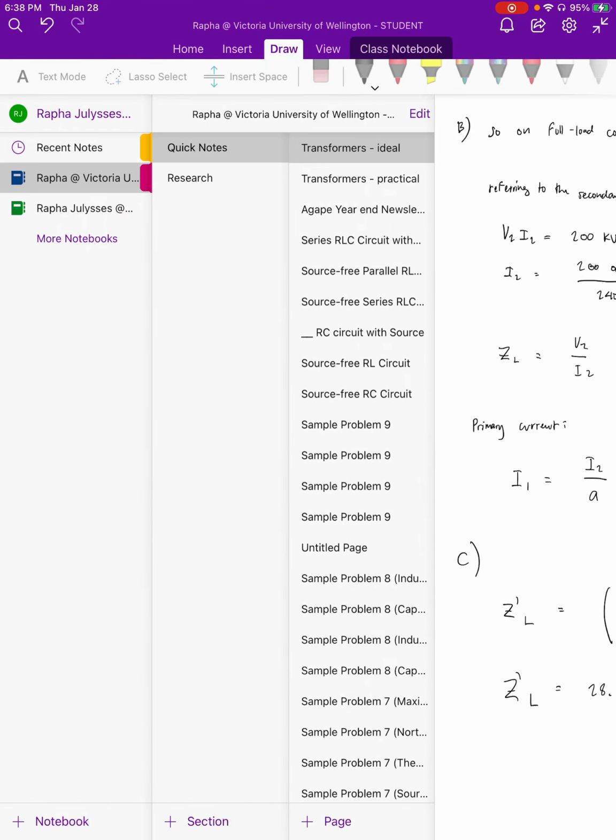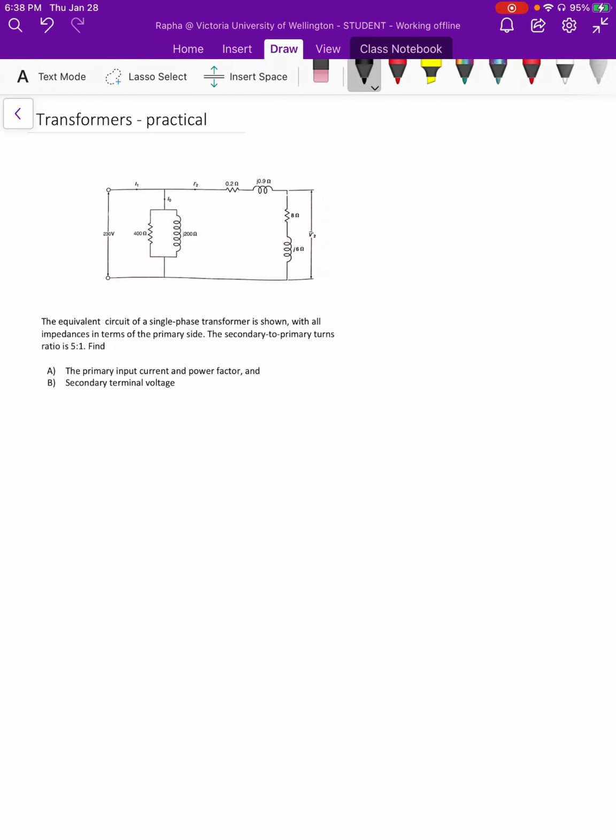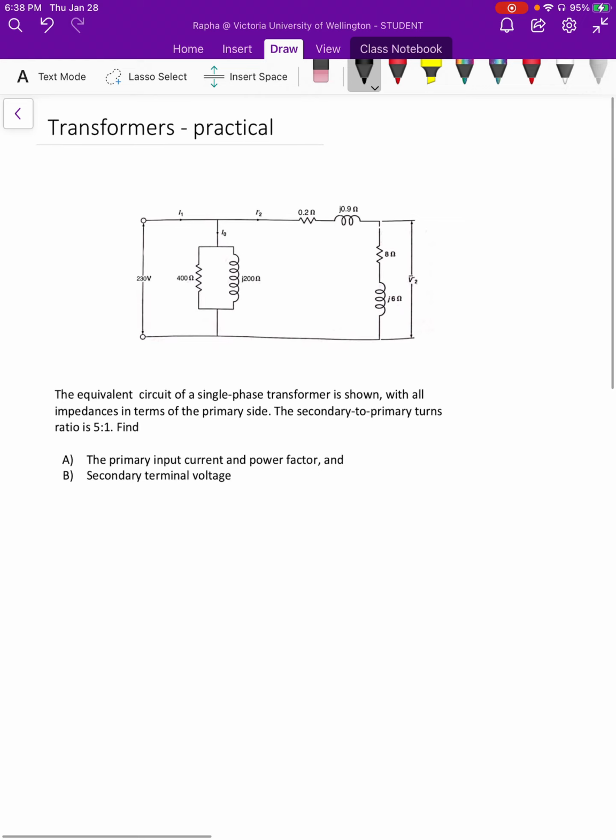So now let's move to another example involving practical transformers. The equivalent circuit of a single phase transformer is shown above with the impedances in terms of the primary side. The secondary to primary turns ratio is 5:1. Find A, the primary input current and power factor, and B, the secondary terminal voltage.